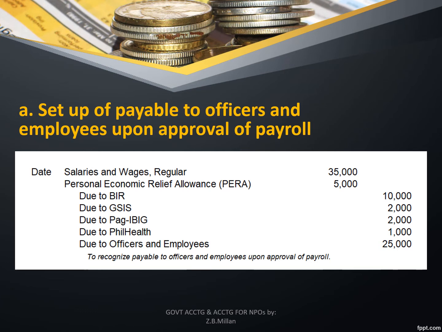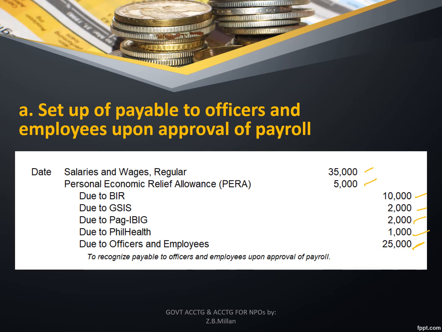So, record natin yung expense recognized, which is yung services rendered by the employee. We will debit salaries and wages regular, pera, 5,000, with a credit doon sa deductions to be remitted later on din: due to BIR, due to GSIS, due to Pag-ibig, due to PhilHealth. So these are liabilities natin. Mawawala lang tong liabilities na ito upon remittance ng mga corresponding deductions. So yung ating due to officers and employees which is 25,000 corresponds doon sa net amount to be paid sa ating employees or the officers and employees.